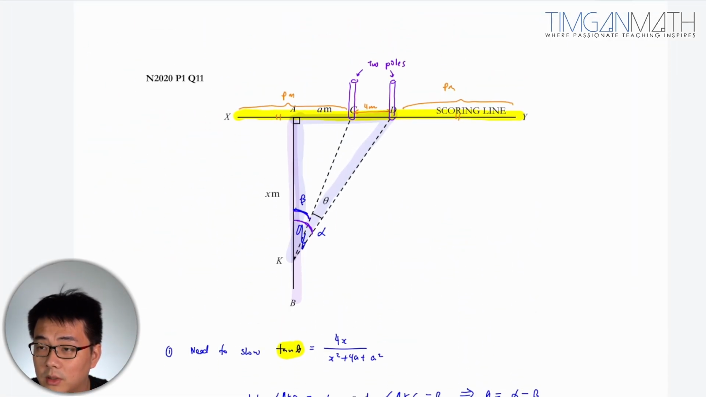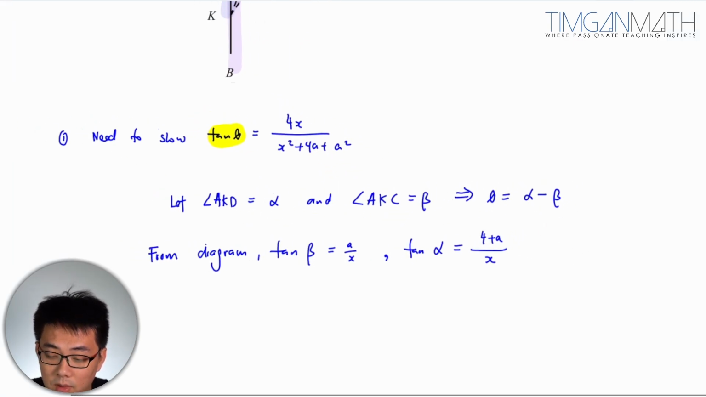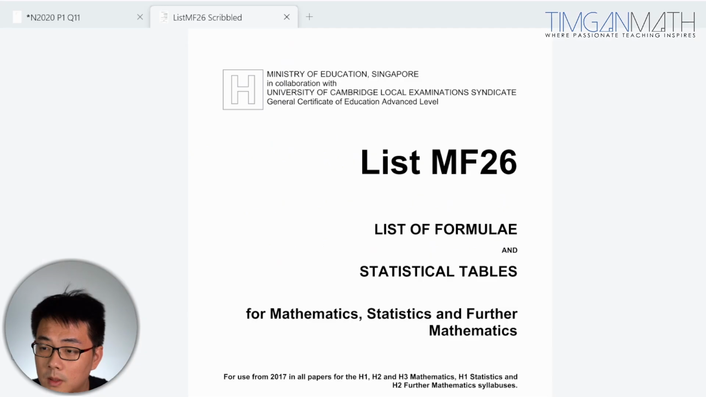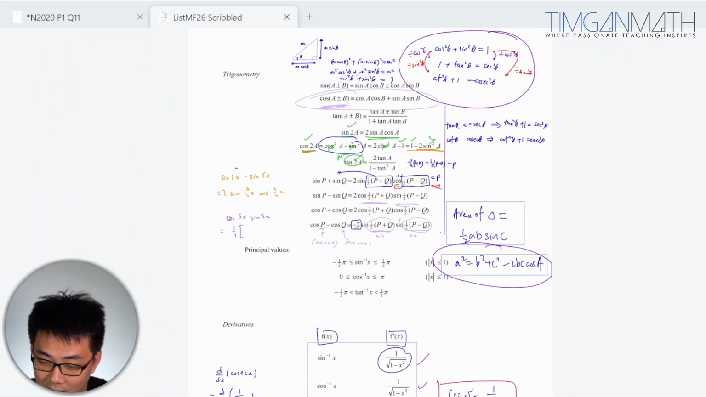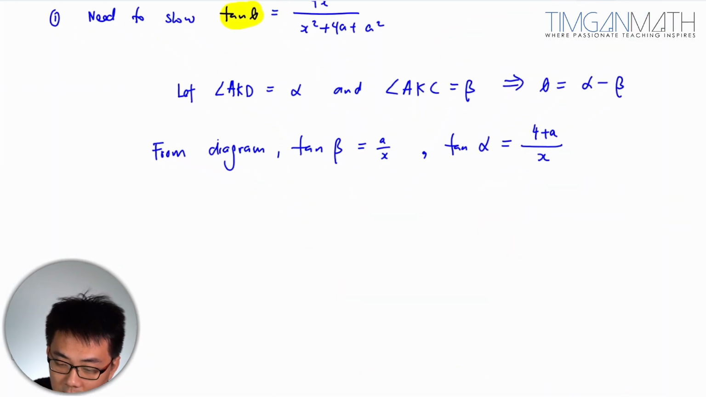Then what we're going to do is use the formula from MF26, because we want to find tangent theta. The tangent of a minus b, that formula there. So let me just bring MF26 out. Here, this is my MF26. Yeah, there you go, this is the one. I'm going to use this formula because I have the tangent ratios of a and b.